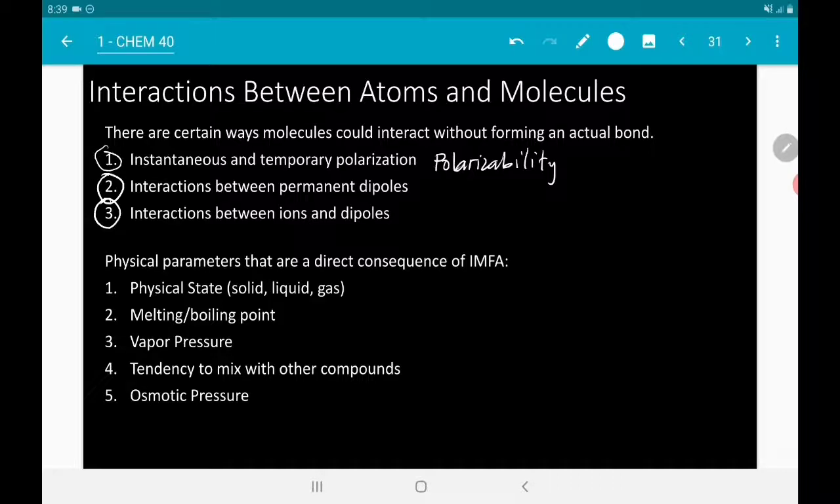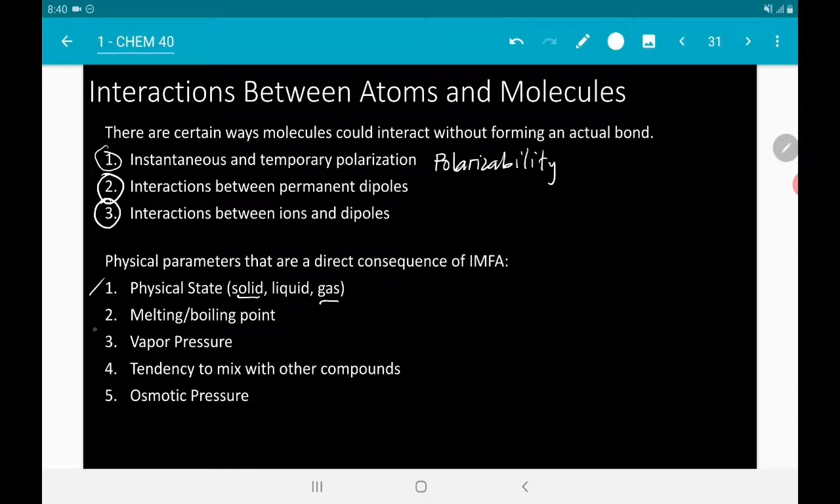So, physical parameters that are a direct consequence of IMFA. First, physical state. If you have higher IMFA, you are more condensed. So, meron tayong gases. Gases are the least condensed. So, ibig sabihin, hindi mataas ang IMFA nila or their IMFA is practically non-existent. Kaya sila gas. Liquids have a moderately strong IMFA. The IMFA strength is enough to form a condensed phase pero not enough for them to assume their own shape. Not like the solids.